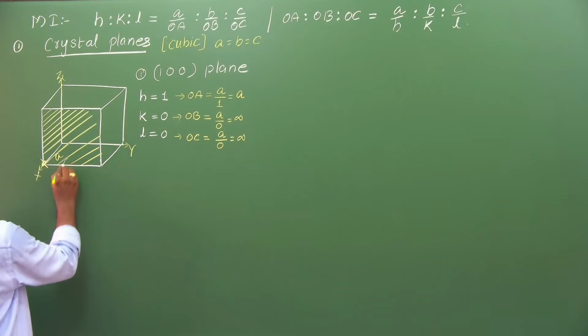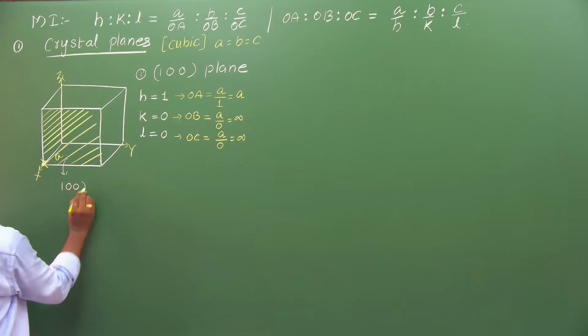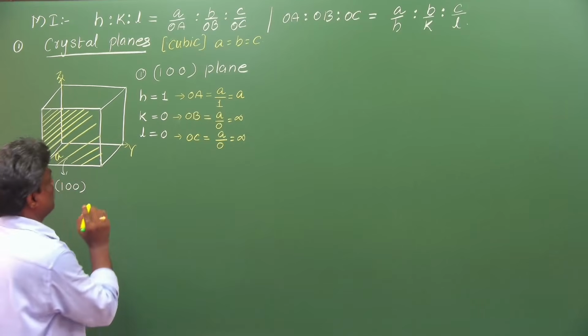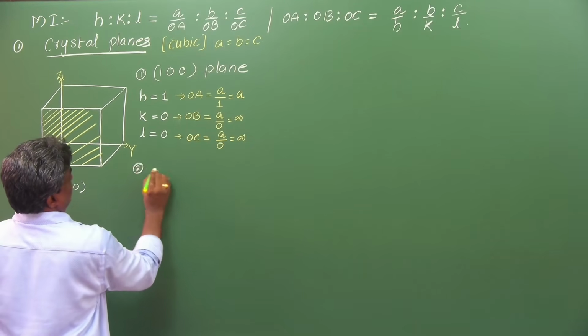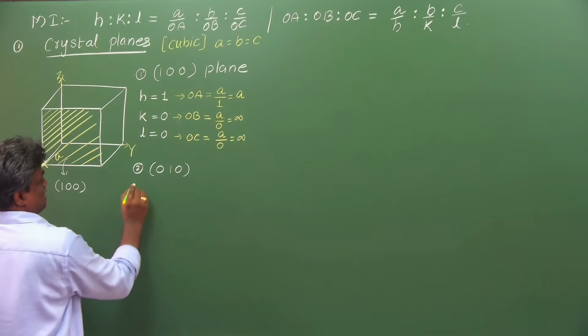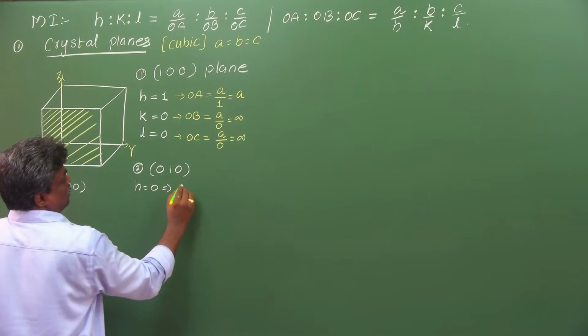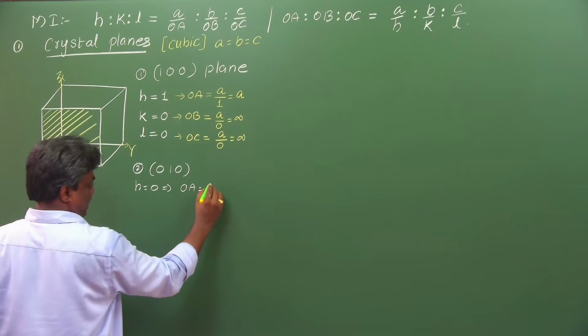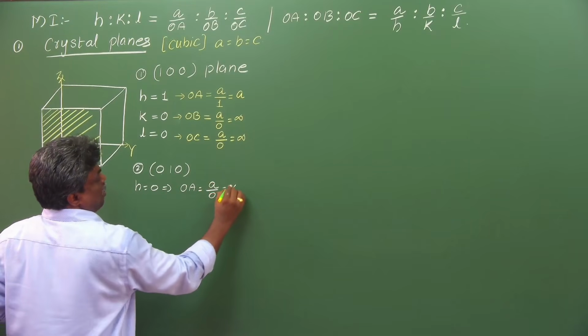So this is the plane 1 0 0. Still not understanding? No problem. Just see. Please observe carefully. Now 0 1 0, I want to get. Same thing. Ready, start. H equal to 0, that's why OA equal to A by 0, how much?